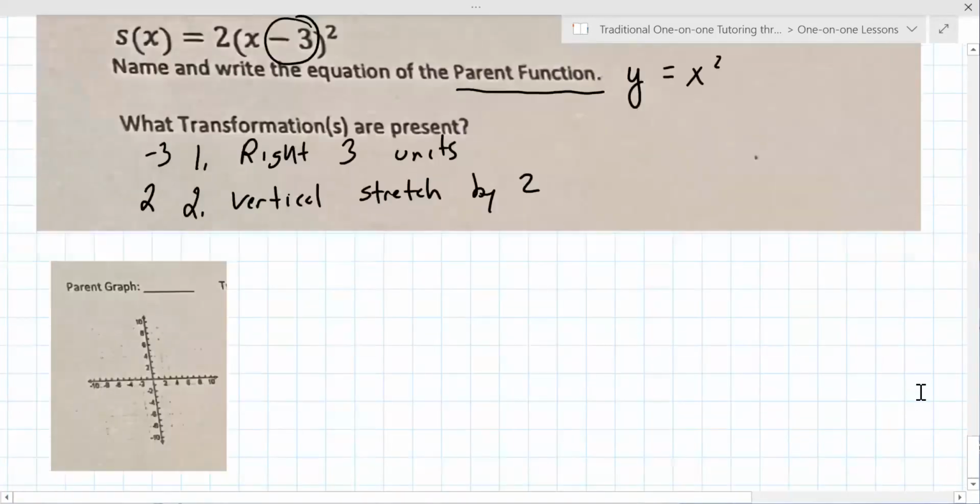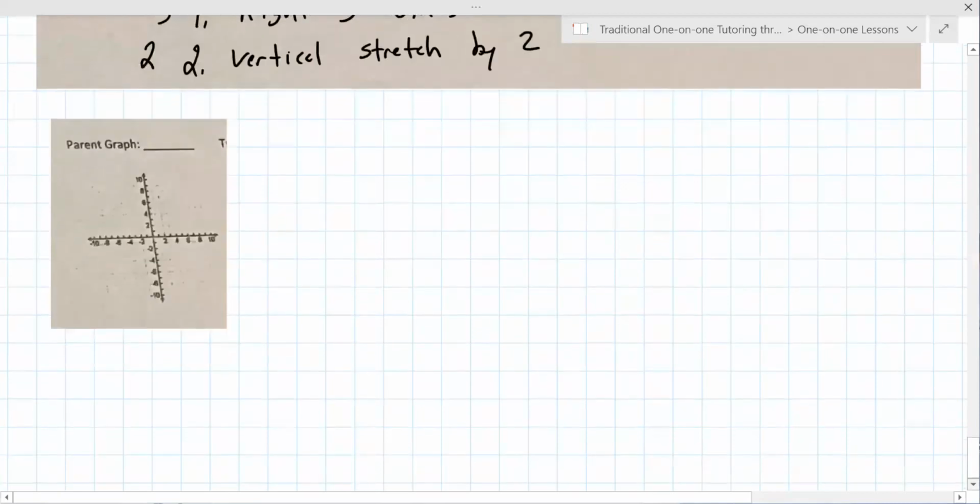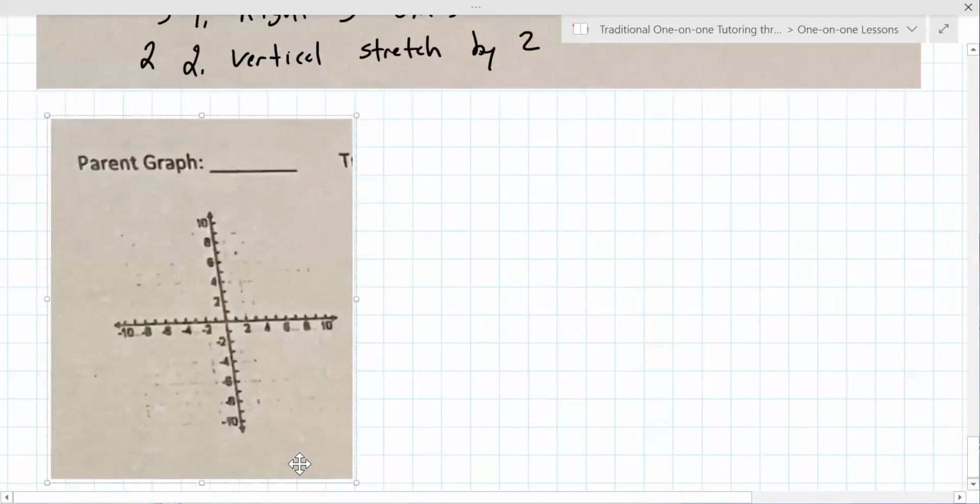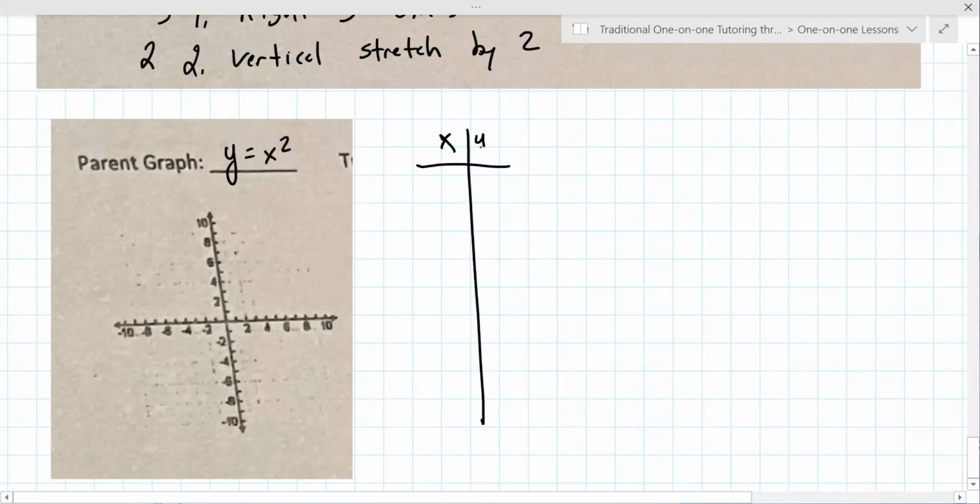So the transformations are right 3 units and vertical stretch by 2. We're going to do them one at a time here. So we've got y equals x squared. Make your table, x and y. So that's -2, -1, 0, 1, and 2, and y is 4, 1, 0, 1, 4.